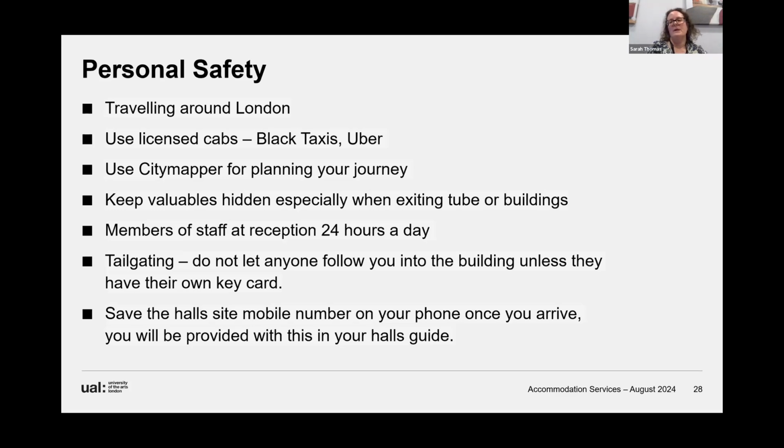Remember, there's always a member of staff within the building. So I would put the mobile number for the hall in your phone when you arrive. That information is in the hall's guidebook. Try and prevent people coming in behind you into a building. We call it tailgating. If you do see somebody that looks a little bit odd in and around the building, just let us know and we can look into it. We're here to keep you safe and sound. And as I say, definitely save the site mobile number to your phone, and then if you do need us, you can give us a call.